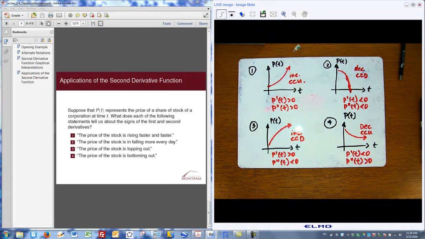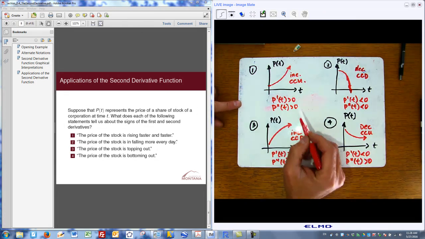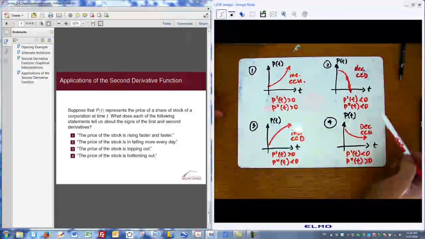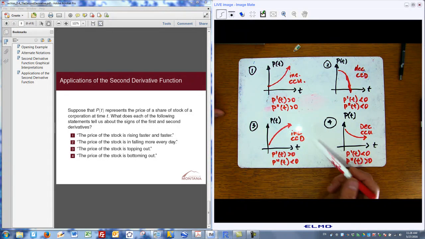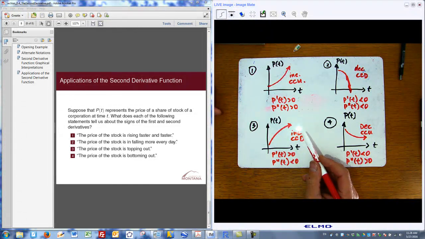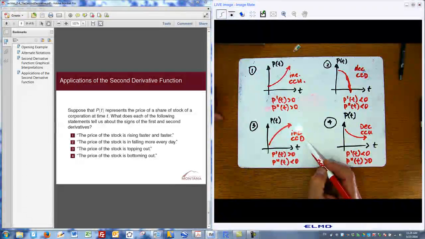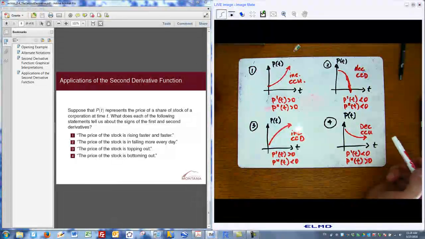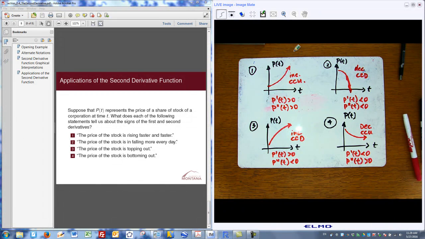So I hope that gives you an idea of these are really the 4 ways that the first and the second derivative can interact in terms of their signs. You can have both positive and you get an increasing concave up graph. You can have both negative, you get a decreasing concave down graph. Or you could have one positive and one negative. In those two cases, you get either an increasing graph at a decreasing rate, which is a concave down increasing graph, or you get a decreasing graph at an increasing rate of change, and that would be a decreasing graph concave up.